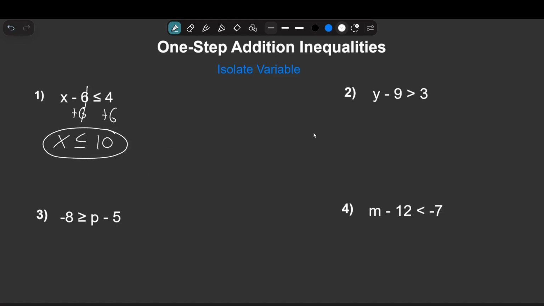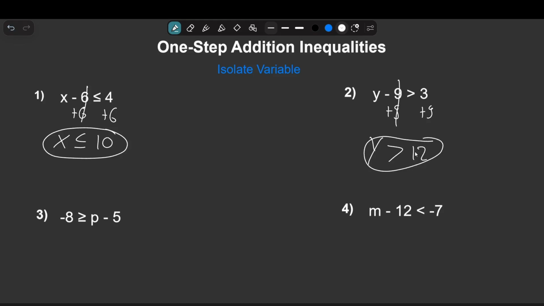For our second example, we have y minus 9 is greater than 3. So our answer has to be greater than 3. We can do this again by first isolating our variable. So we're going to add 9 on both sides. Minus 9 plus 9 cancels each other out, so we are just left with our variable. Y is greater than 3 plus 9. 3 plus 9 equals 12. So our y has to be greater than 12.